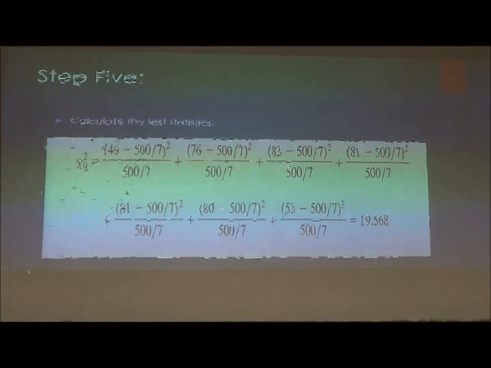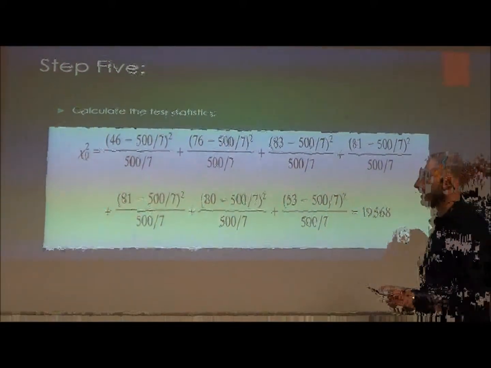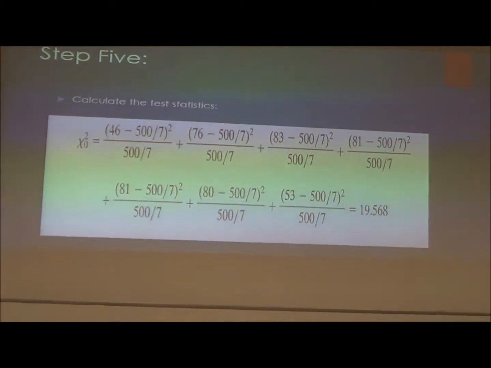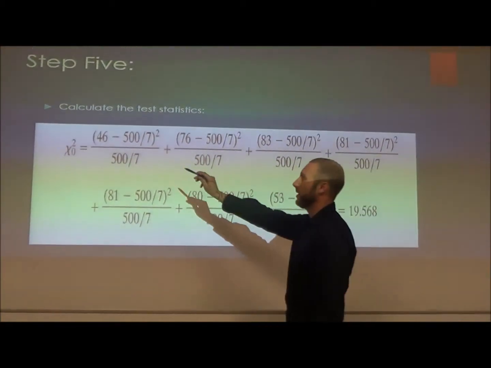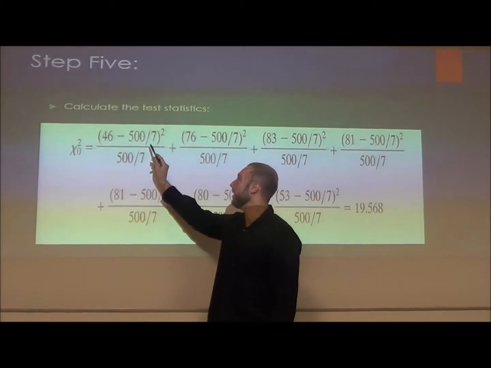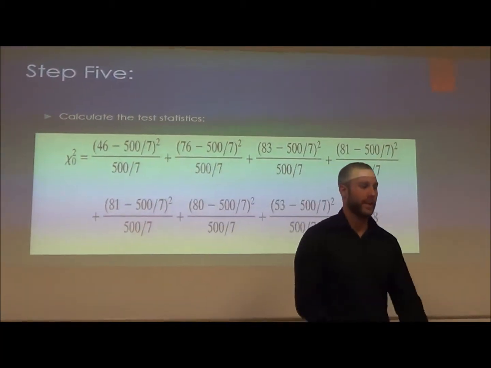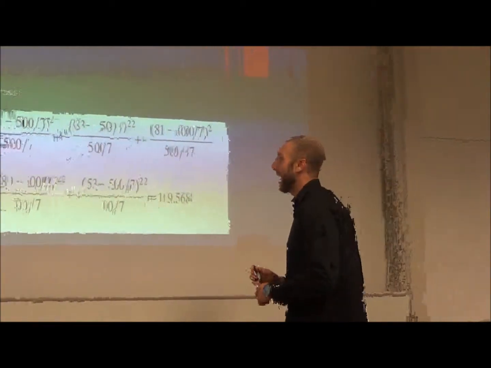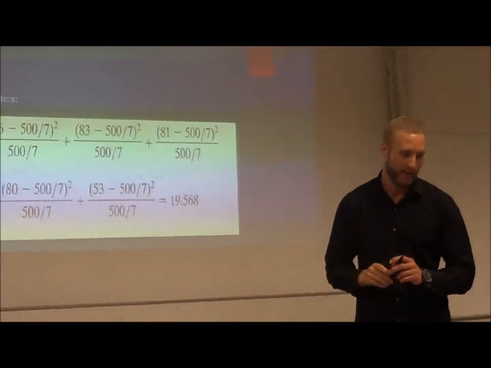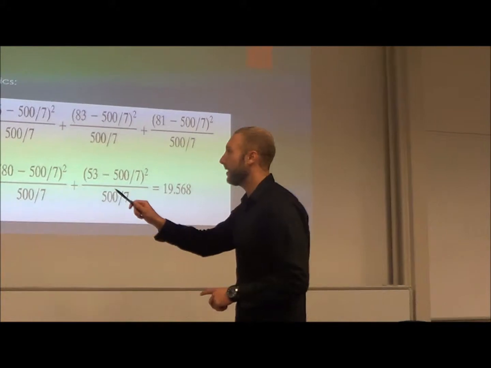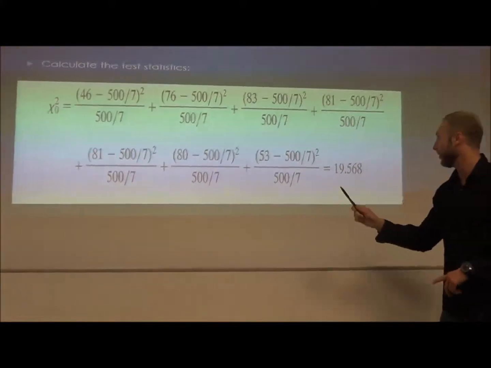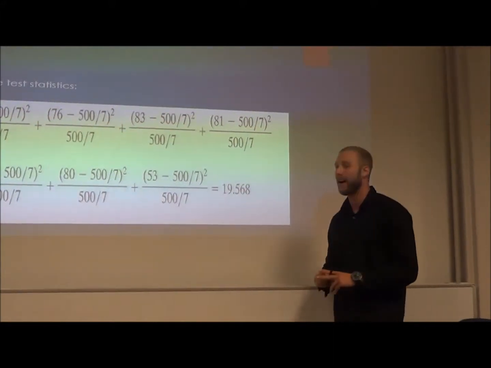Step 5. We're going to calculate the test statistic. It may look like a bunch of numbers, but it's actually a formula. Basically, we're going to take the observed counts and subtract the expected counts. We're going to take that number and square the quantity. After we do that, we divide by the expected counts. Don't forget to square the quantity before you divide by the expected counts. Add those numbers up, you get 19.568.